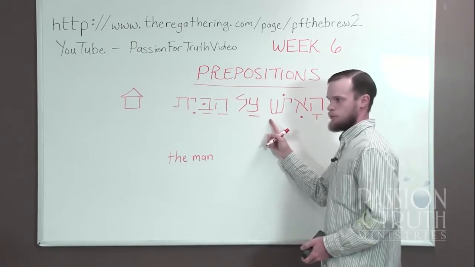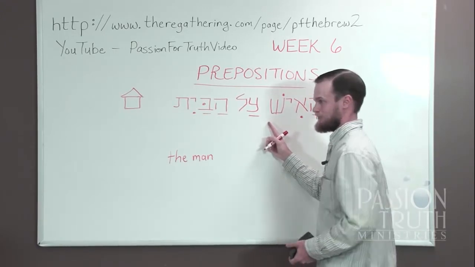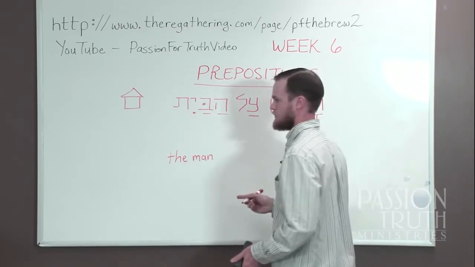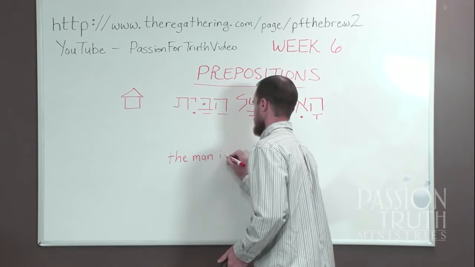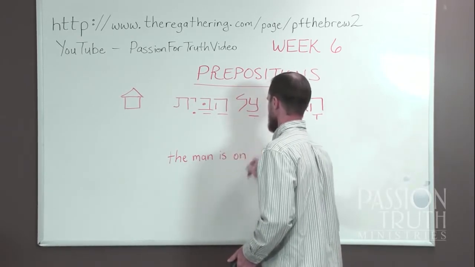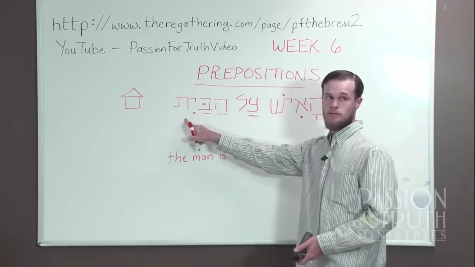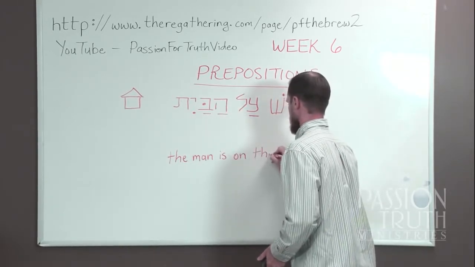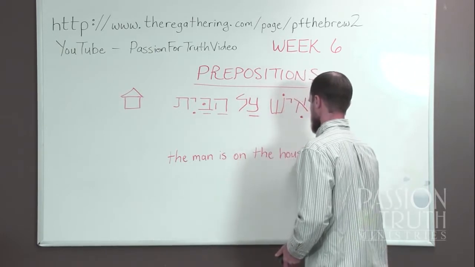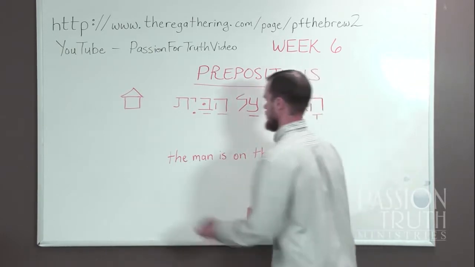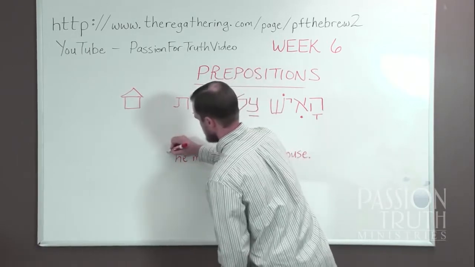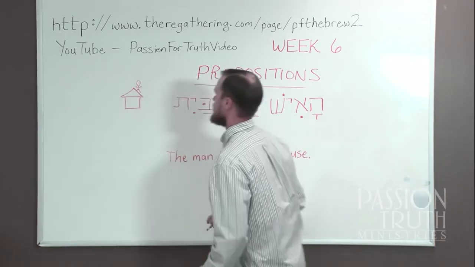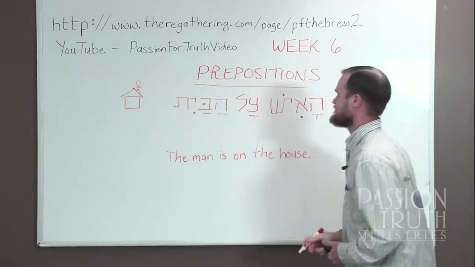Remember that is is invisible in Hebrew. There is no is, so we have to insert it from context. So we wouldn't say the man on, but the man is on. Bayit is a house, and the he in front gives the definite article. So this entire sentence is the man is on the house. Here it is in a Fiddler on the Roof looking form.